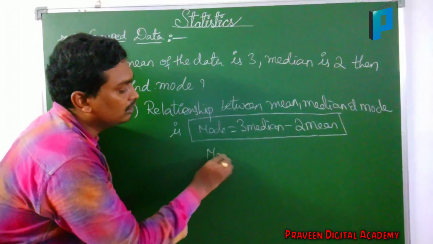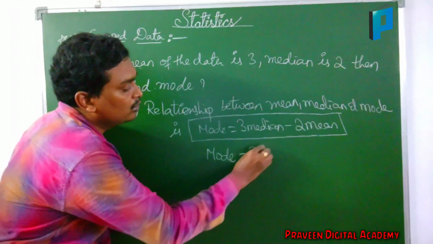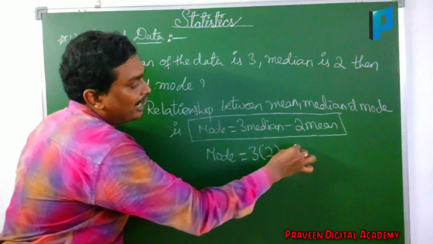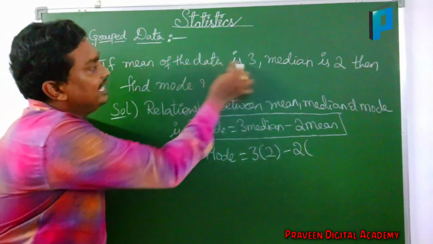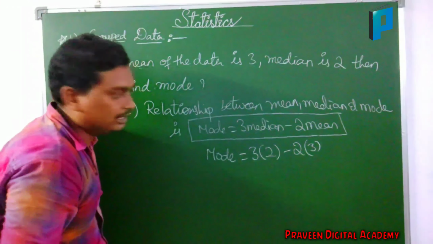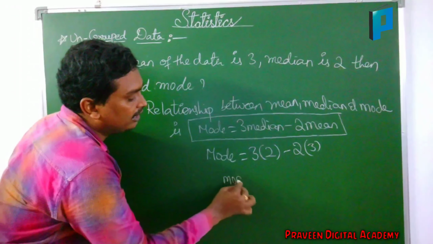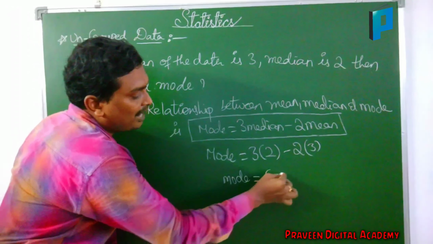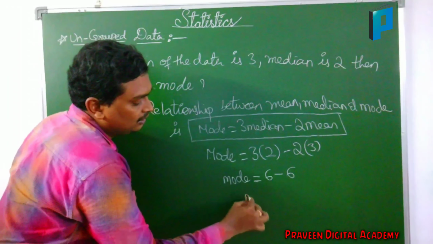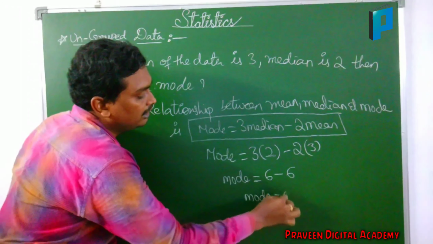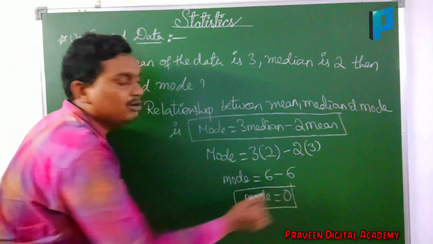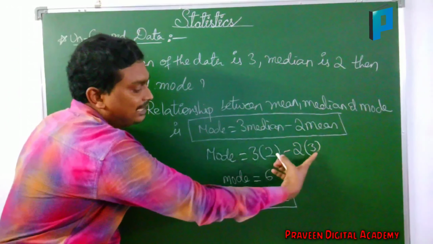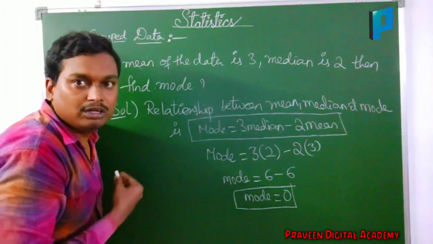We have to find out the mode is equal to 3 into median. What is the median they given? Median is equal to 2, minus 2 into mean, which is 3. We got 3. And mode is equal to what you will get here? Mode is equal to 3 into 2 is 6 minus 2 into 3 is 6. Therefore, mode is equal to 0. Whenever you are having median 2, mean 3, we will have mode 0.